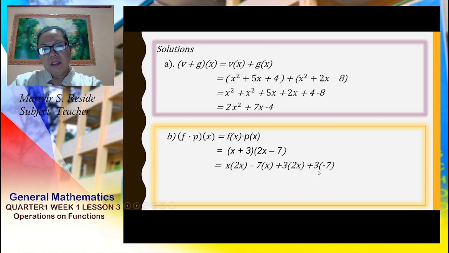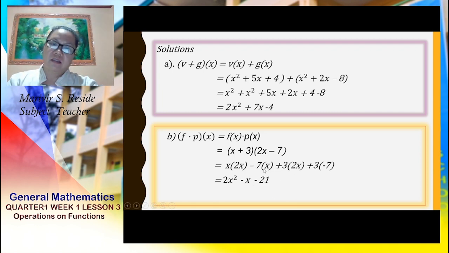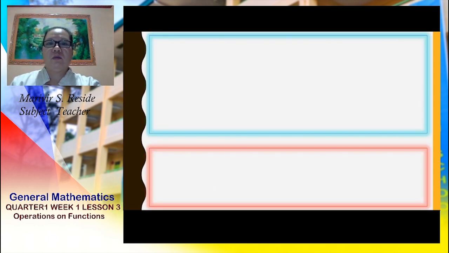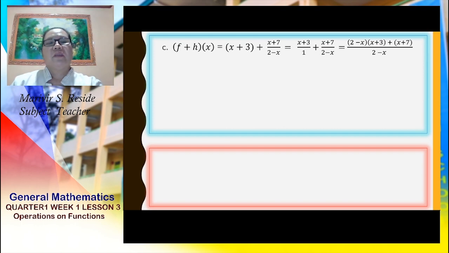What do we get in multiplying the following numbers? We have x times 2x, 2x squared, negative 7x, plus 6x, we will have negative x. And then 3 times negative 7, we will have negative 21. And we obtain the final answer here, 2x squared minus x minus 21.